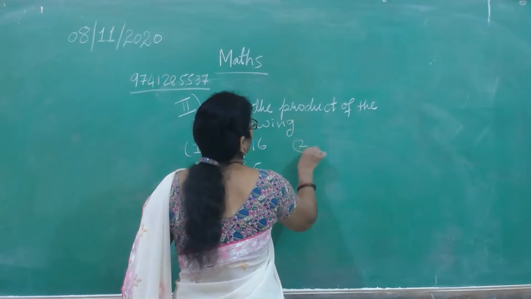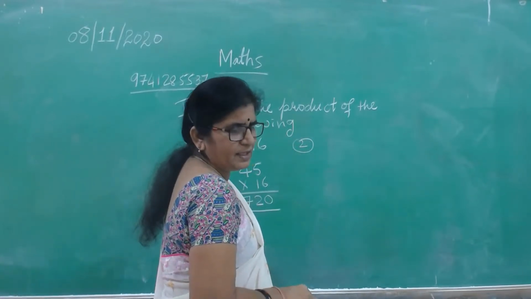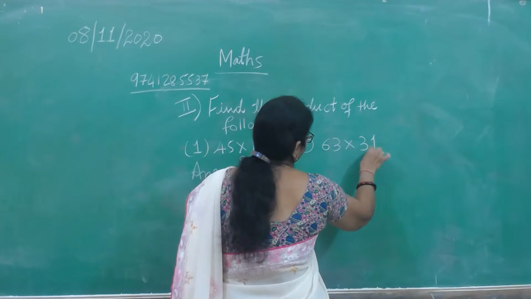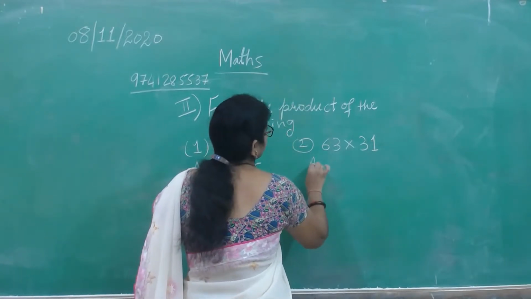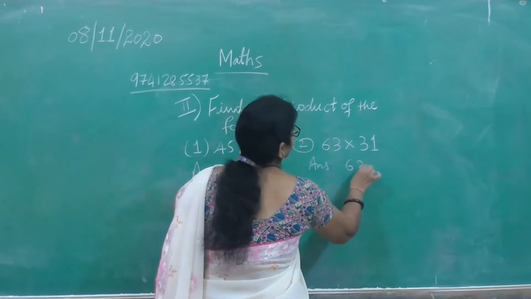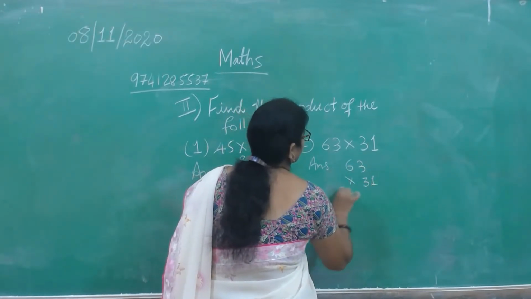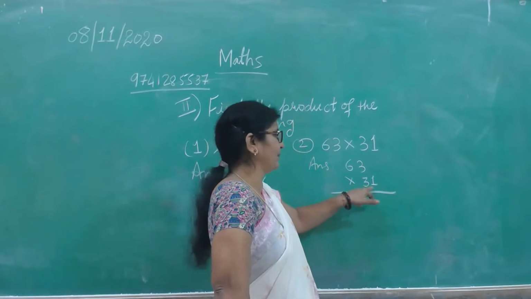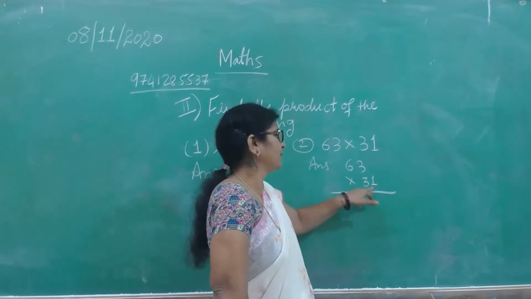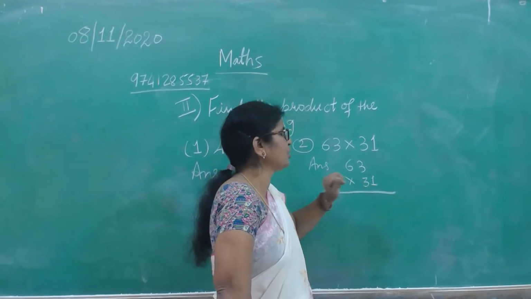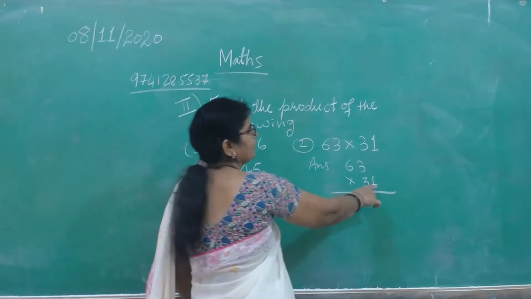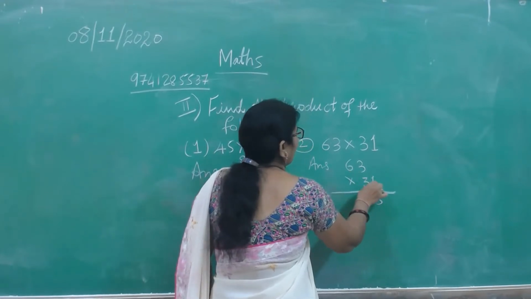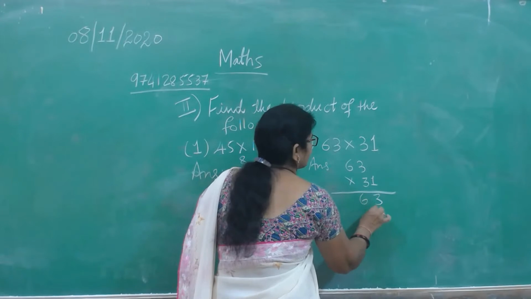Second, 63 into 31. 63 into 31. Here I told you how to practice at least up to the 20 table. Here there are two digits. First, you multiply by taking the unit place number. 1 3 is 3, 1 6 is 6.